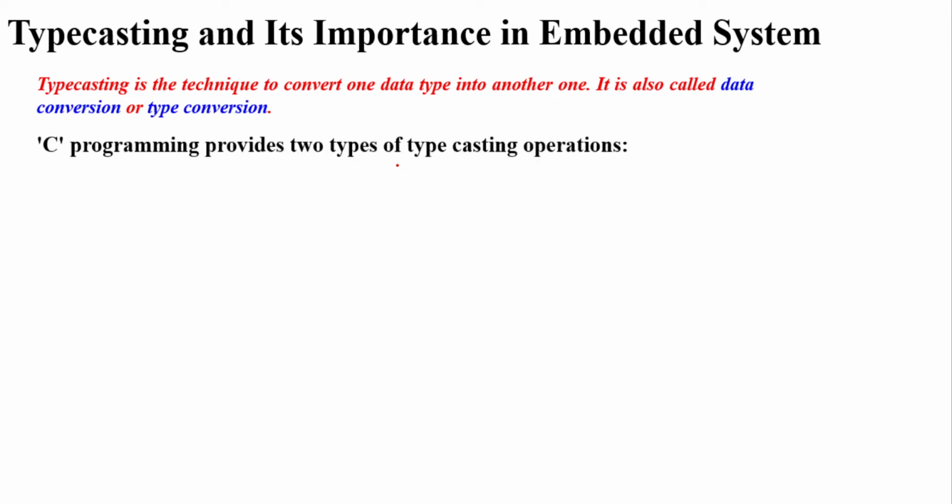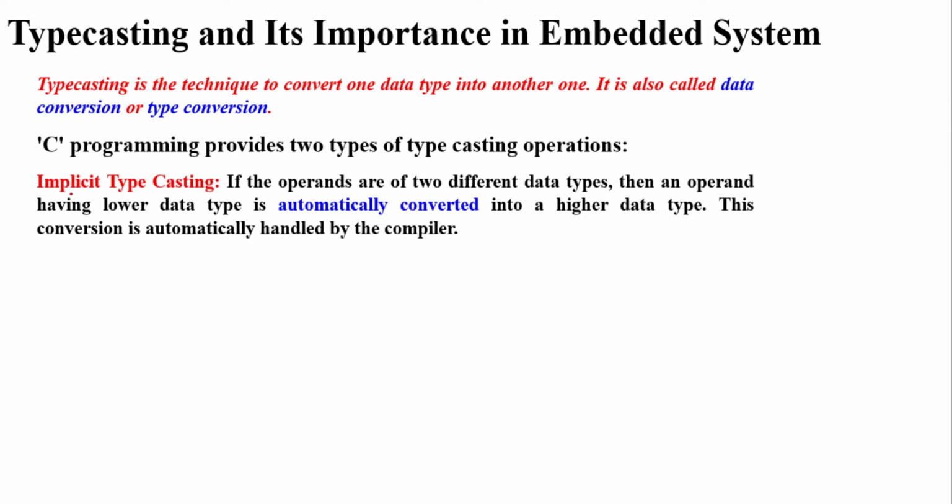So basically, in C programming, there are two types of typecasting. What are those two types? First one, implicit typecasting, in which the operands of two different data types are automatically converted by the compiler. So here, the user does not have to write a special typecasting function to convert the data type. The compiler automatically converts the data type from one form to another form. That is called implicit typecasting.